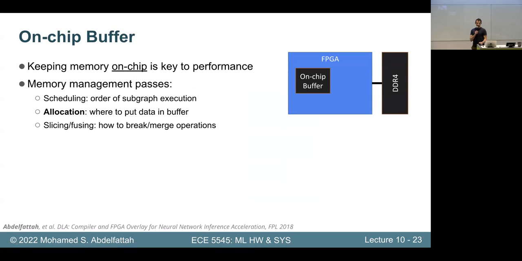Okay, so this is a very abstract view of our accelerator where we have an FPGA, an on-chip buffer, and external memory. And our goal is to keep memory on chip as much as possible. One of the passes related to memory is called allocation. So where exactly do we put data in this on-chip buffer? How do we handle the memory there?